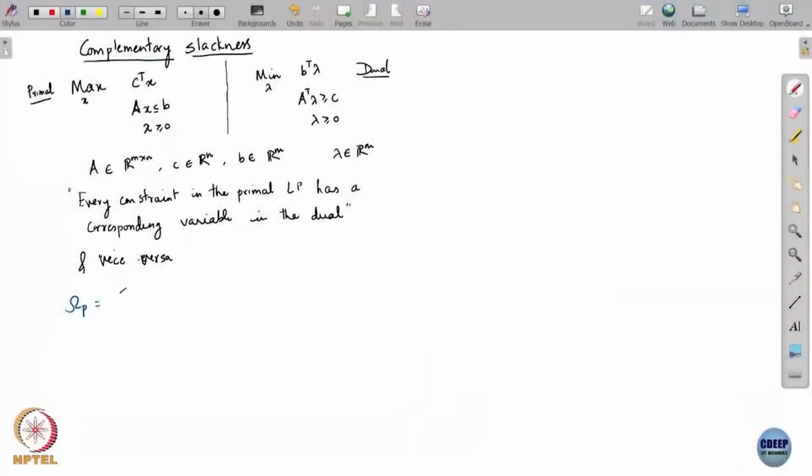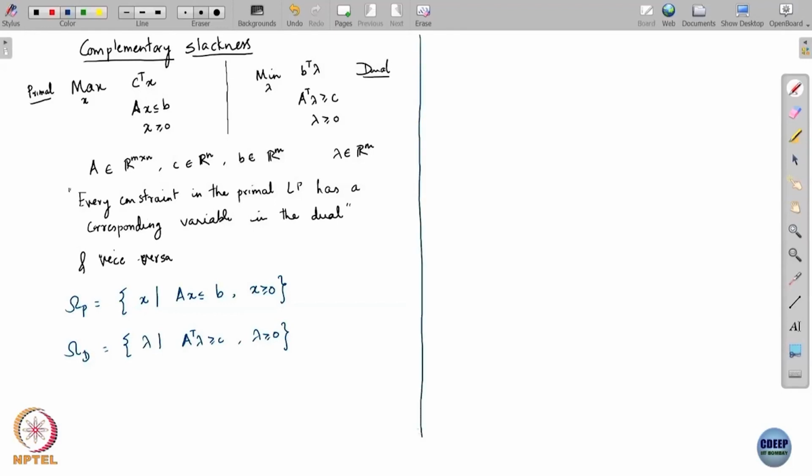Okay, so let us define a few quantities. Let us define omega p as all x such that A x is less than or equal to b and x is greater than or equal to 0. So omega p is simply the feasible region of the primal, and omega d is all lambda such that A transpose lambda is greater than or equal to c and lambda is greater than or equal to 0. Because these two problems are duals of each other, you can easily verify that we already have weak duality.